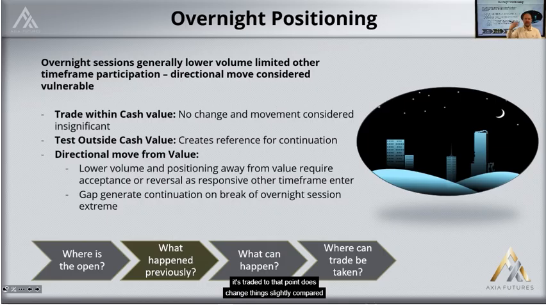The fact that it's traded to that point does change things slightly compared to a close away from value, because it does suggest that there is some reason to be there, and as such, with it being a gap as well on the cash session, does imply continuation. So it's about judging the very early trade to decide whether that is going to create continuation or a move back towards the cash session or towards cash value. So there is a slight variation there, and it requires seeing how that opening range plays, seeing how that opening initial balance starts to trade. That's where your information is going to come from.